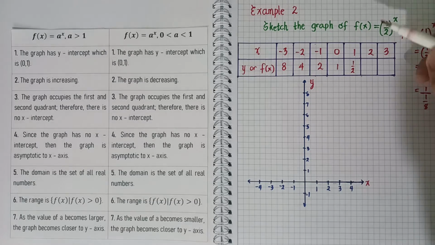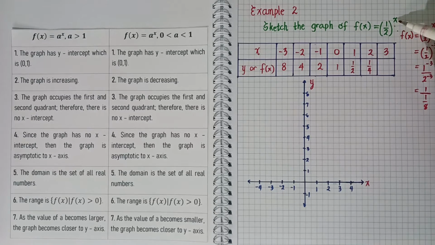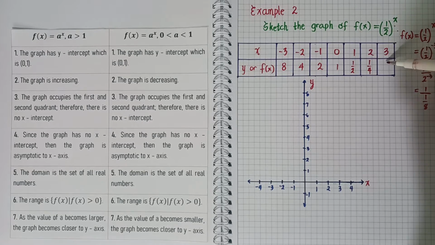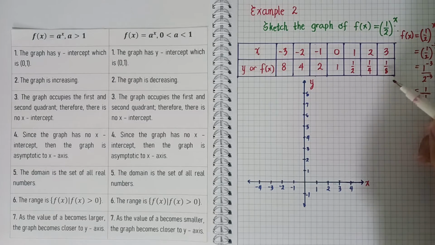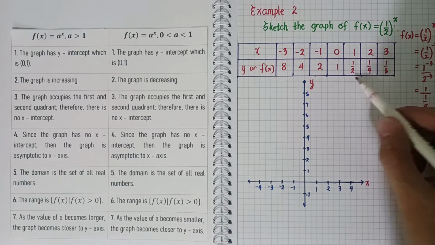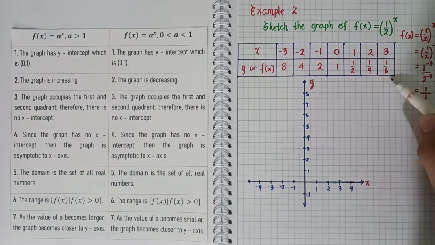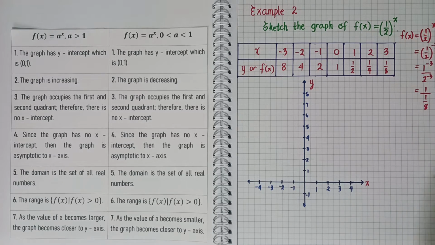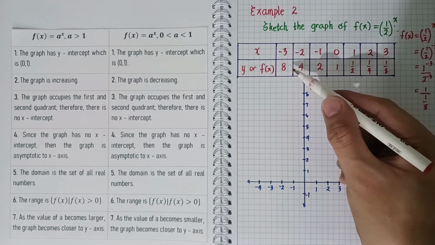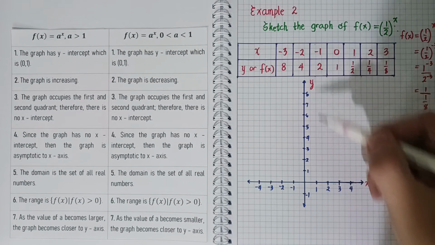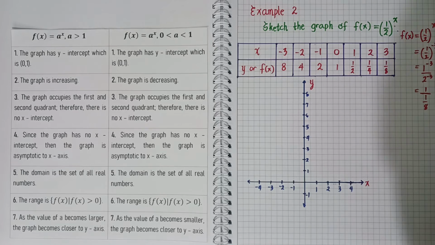And then, 1/2 raised to 2. So, 1 squared ay 1, and then 2 squared ay 4. So, 1/2 raised to the third power, this becomes what? 1/8. So guys, katulad sa previous example natin, so ito ay 0.5, 0.25, 0.125. So the next thing to do is to plot or locate yung mga coordinates natin dito sa Cartesian plane natin.